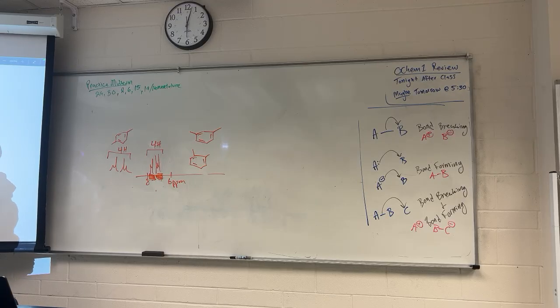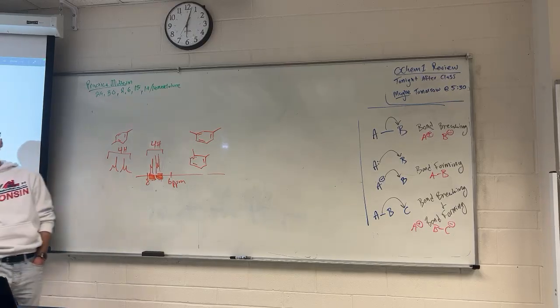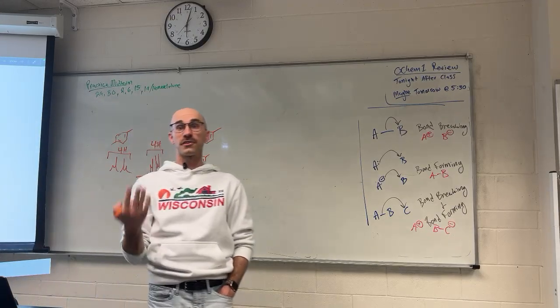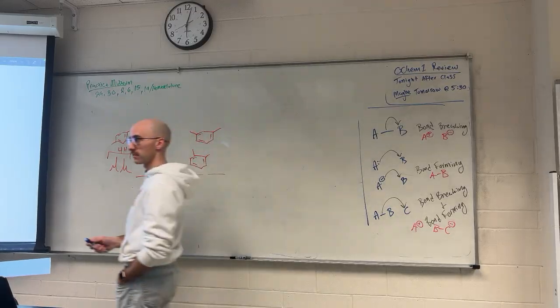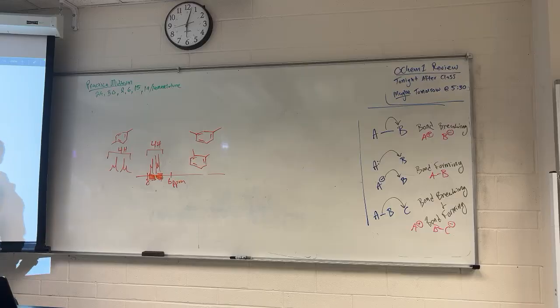Then I look at these and I count up the hydrogens. It's a little bit tedious. So is there something we can do to rule out structures faster? I can use the chemical shift to try and predict the functional groups.